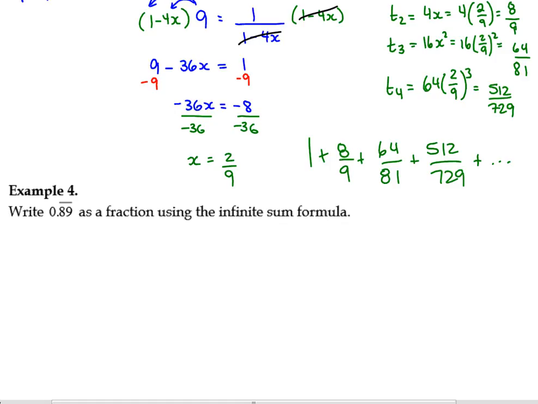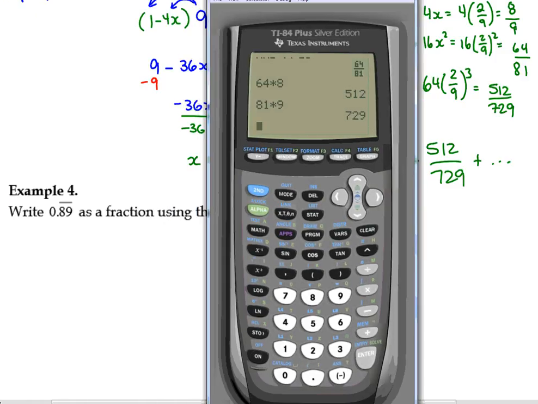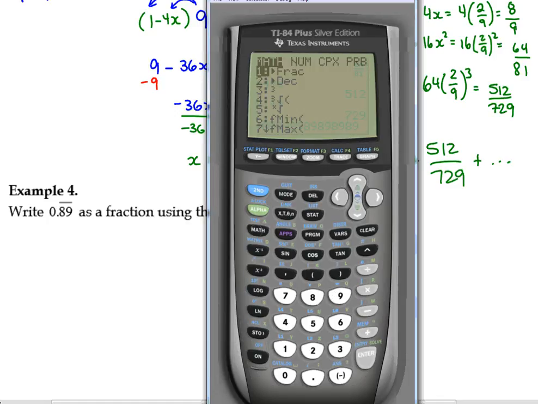Example number 4: write 0.89 repeating as a fraction using the infinite sum formula. Back in grade 10, you might have learned that if I wanted to take a repeating decimal in my graphing calculator and make it a fraction, I just type a whole bunch of them and then go math, enter, enter. And then it'll make a beautiful fraction for you, 89 over 99. It assumes it's repeating forever, and then it'll convert it to a fraction.